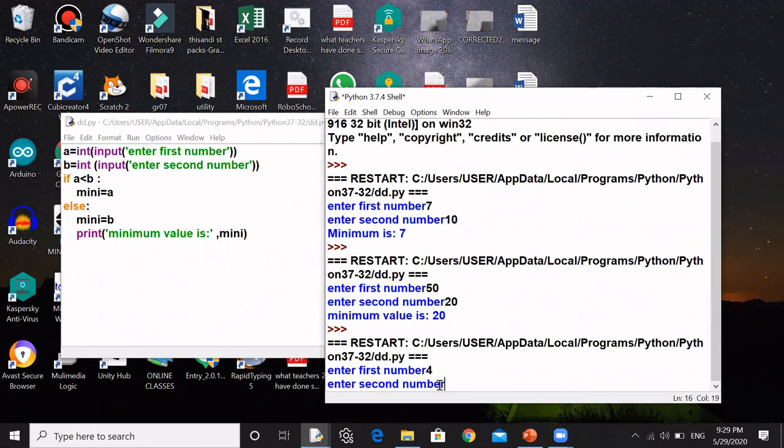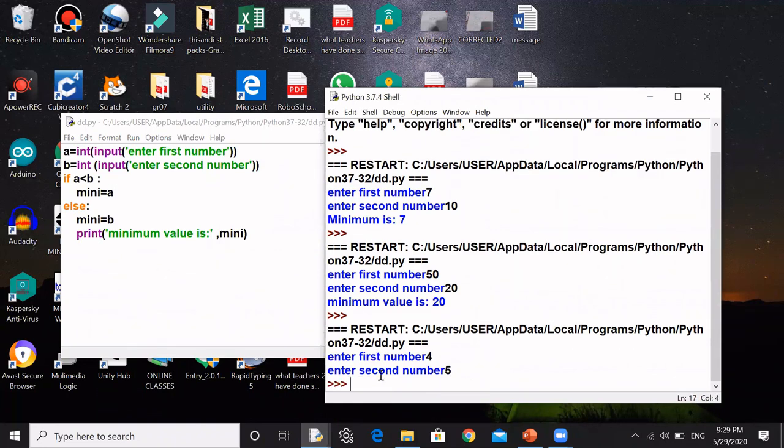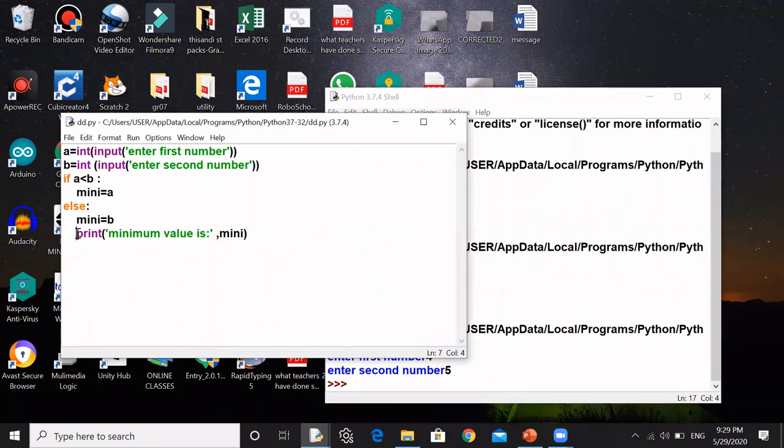4, 5. You know 4 is the minimum value, but you cannot see any output. Why? We put this statement as the else part, right? That's why you cannot see the answer, right?